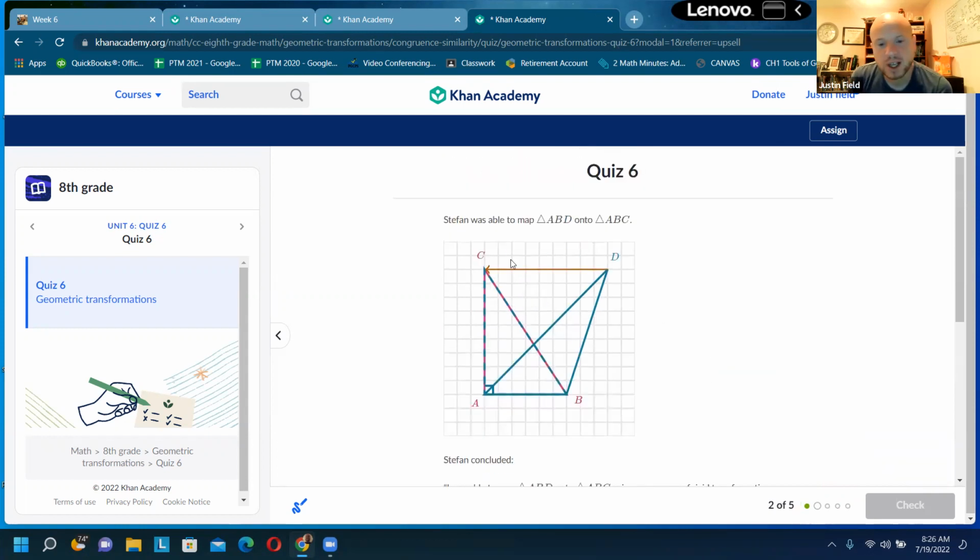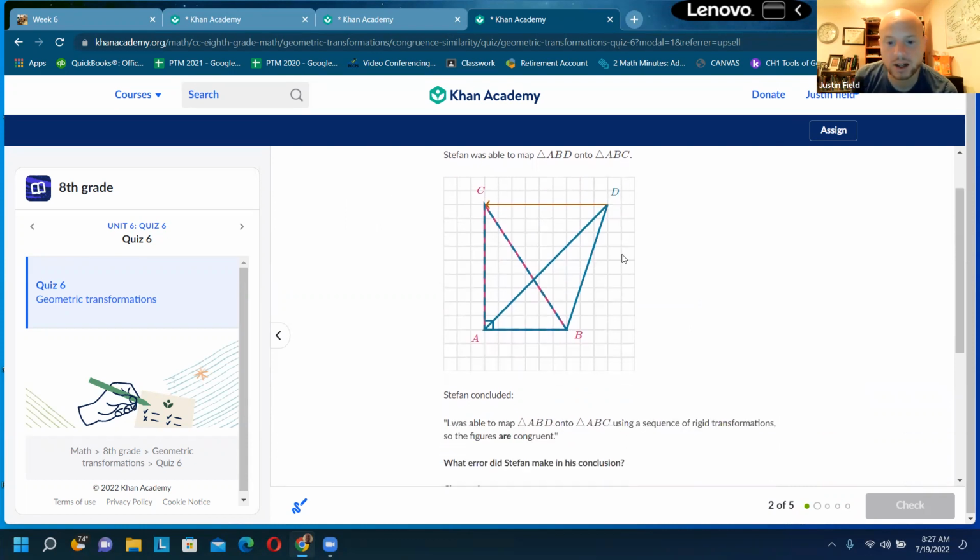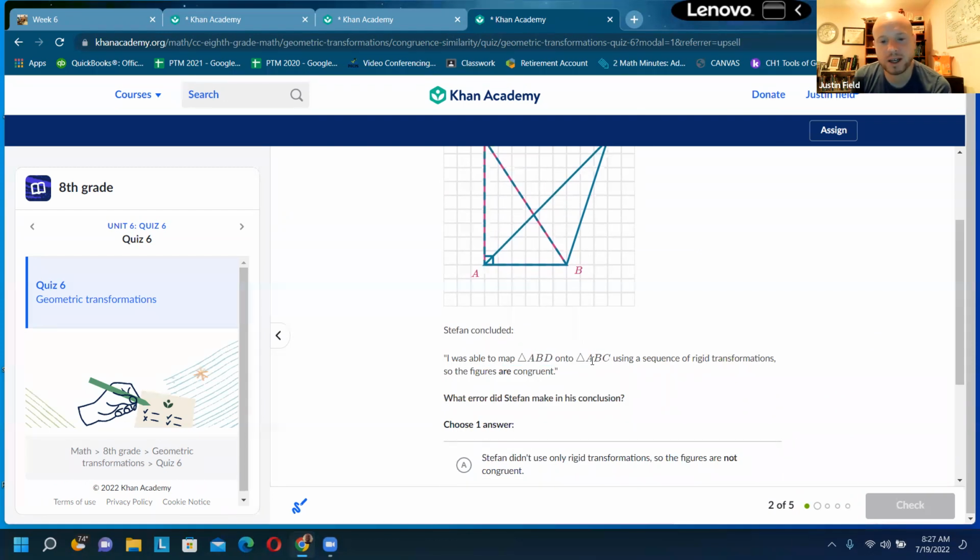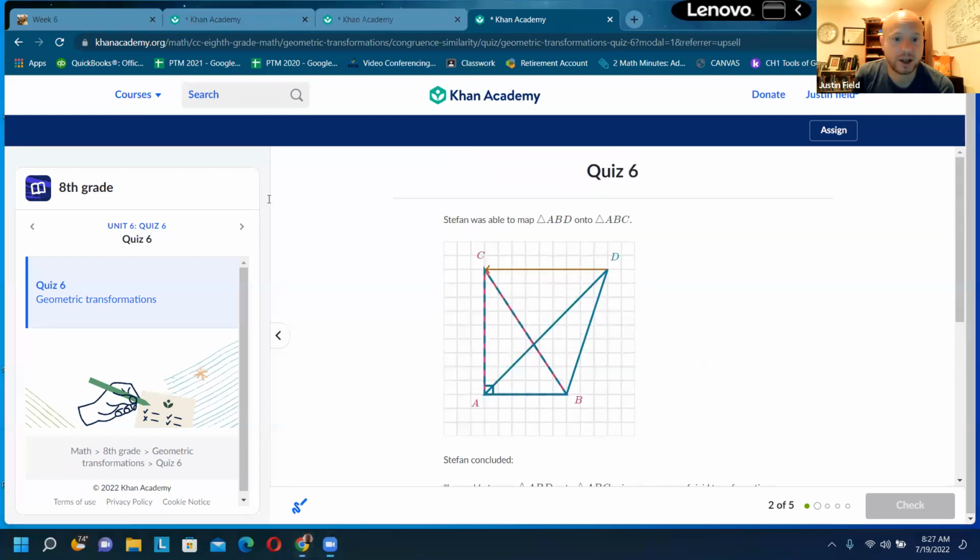Mark that down, Pedro. Stefan was able to map triangle ABD onto triangle ABC. Well, if he can map it on, that's good. I was able to map ABD onto ABC using a sequence of rigid transformations, so the triangles are congruent. Yeah, congruent is the other concept. Congruent: same shape, same size. So if you can map using a sequence of rigid transformations, then they are congruent.